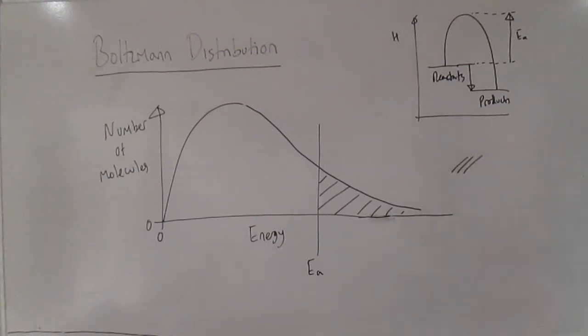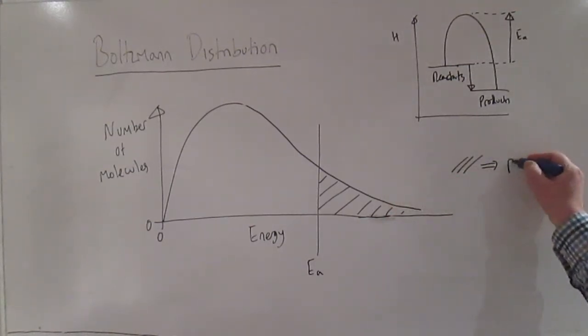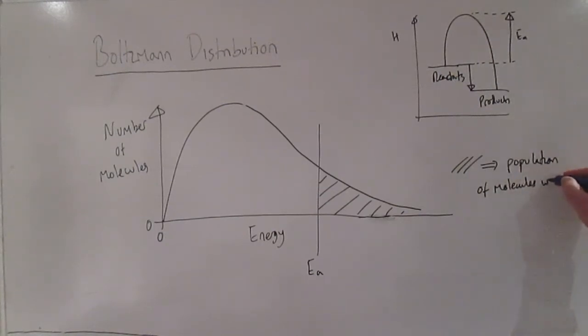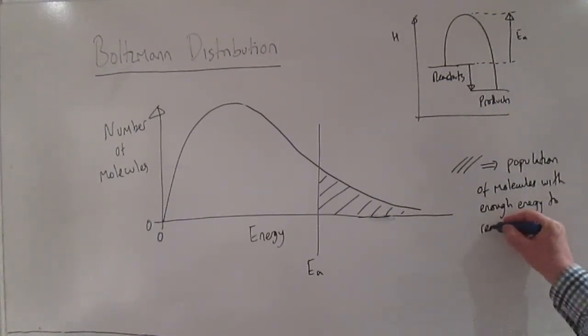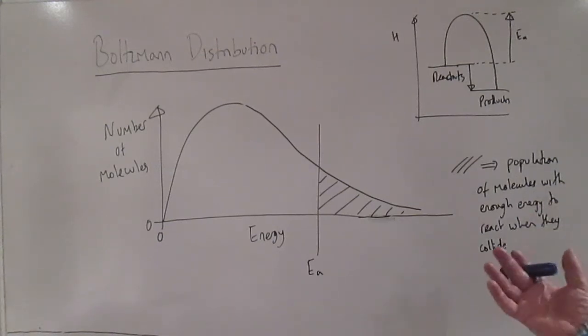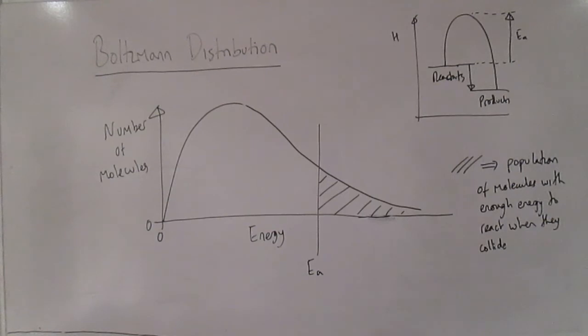So you can sort of label your graph like that and explain that that means the population of molecules with enough energy to react when they collide. And that's why this distribution is so useful, because you can calculate that. The Boltzmann distribution is not an experimental result, at least you can verify it experimentally, but that's not what Boltzmann did. Boltzmann figured it out by thinking about statistics and came up with a mathematical equation. And so you can use that equation to predict absolutely accurately what the proportion of molecules will be with enough energy to react at a given temperature, so long as you know what the value of the activation energy is.